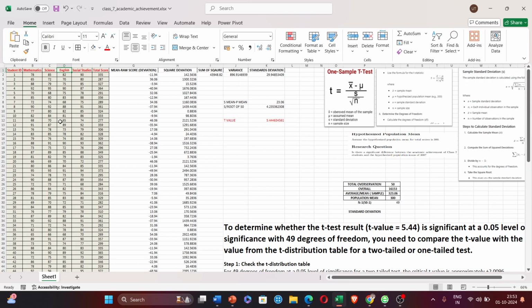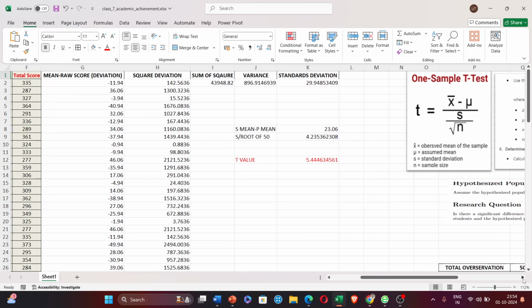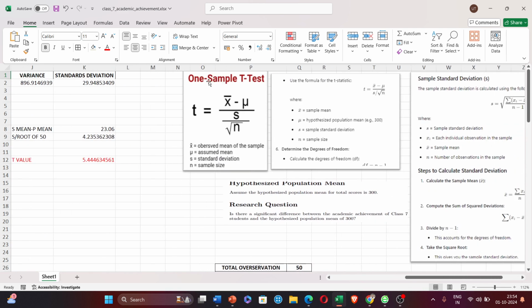Now, what do you have to do when you have this kind of score? First of all, we have to look at the formula for the one-sample t-test. The formula is t equals x bar minus mu divided by s over the square root of n, where n is the sample size. Now we have to find the mean of our raw score, and mu is already given as 300. Now what is the standard deviation and what is the sample size? Here it is the observed mean of the sample.